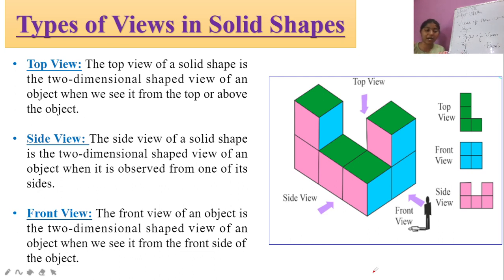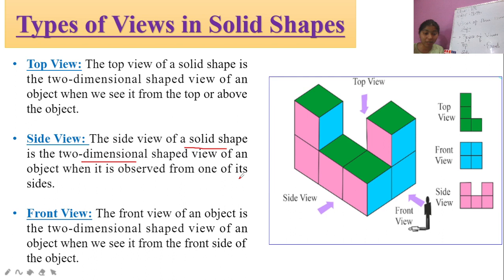What about the side view? The side view of a solid shape is two-dimensional, formed by different squares of the cube. It is the view observed from one of the sides. If I look at it from this side, I get this green color, which is the side view of this solid shape.